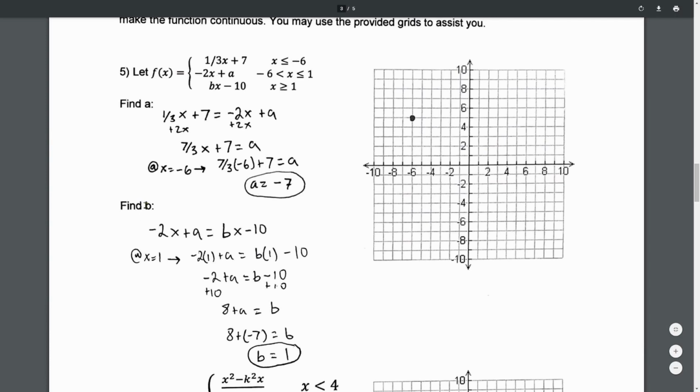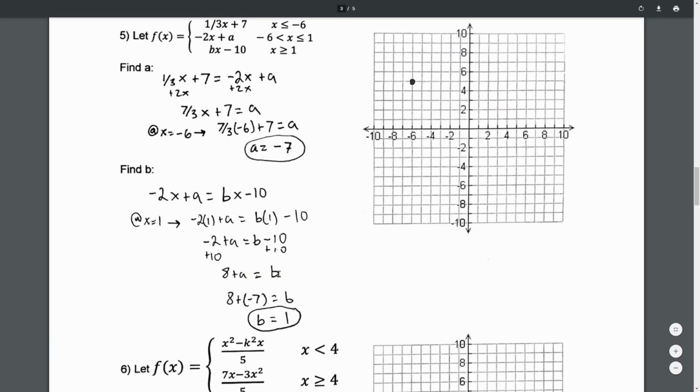Okay, the next constant we have is b, and our two functions are negative 2x plus a and bx minus 10. So we're also looking at the x value of 1. So let's set these two functions equal to each other. We have negative 2x plus a equals b times x minus 10. When we plug in the x value, we have negative 2 times 1 plus a equals b times 1 minus 10. If we add the 10 over to this side, we have 8 plus a equals b.